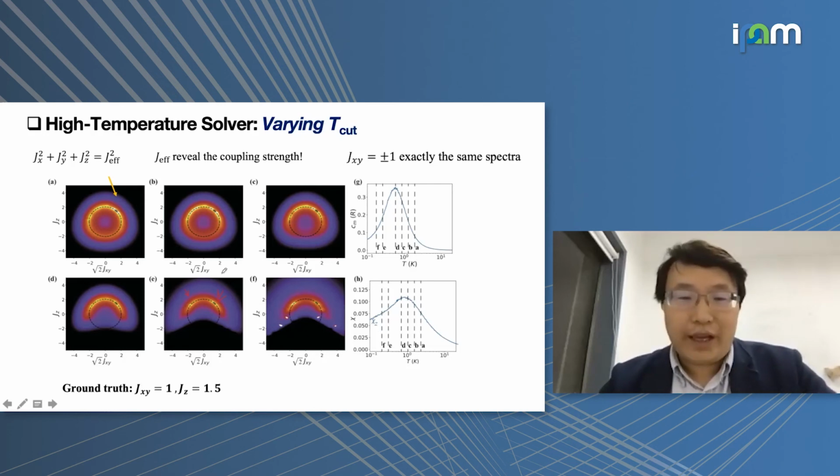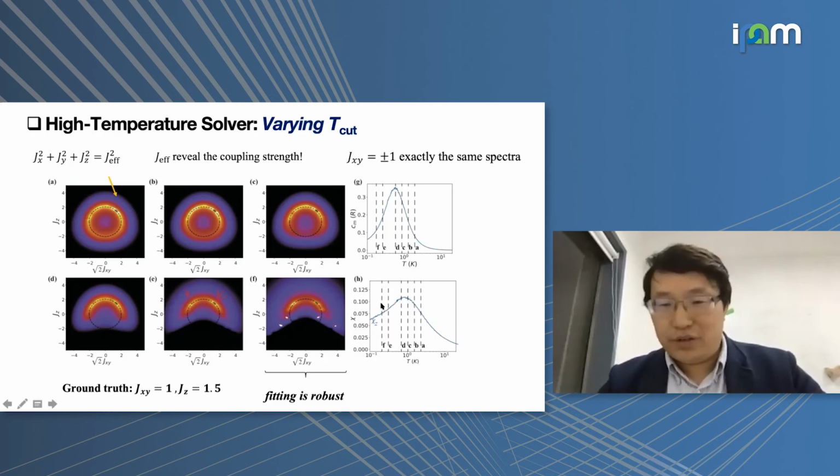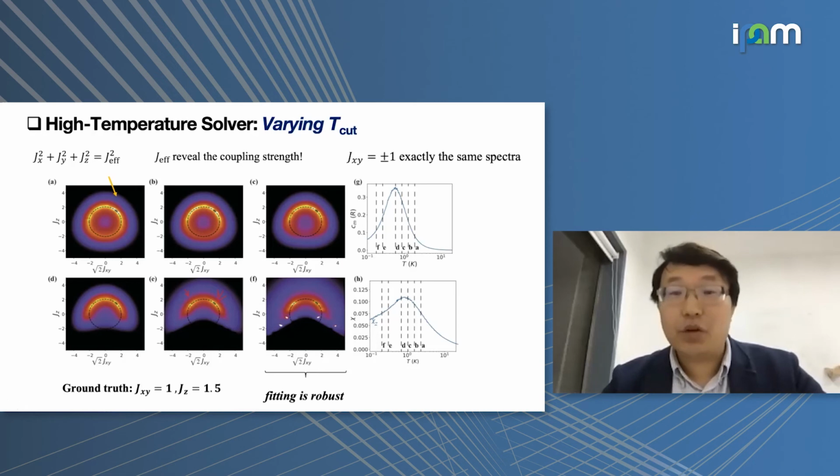Moreover, when we locate these two points and decrease the temperature further, we find that the fitting is robust. The landscape is not scooped. Even though your ED calculation cannot really give you reliable thermodynamic limit data at such low temperature, the fitting is still robust. That's good.